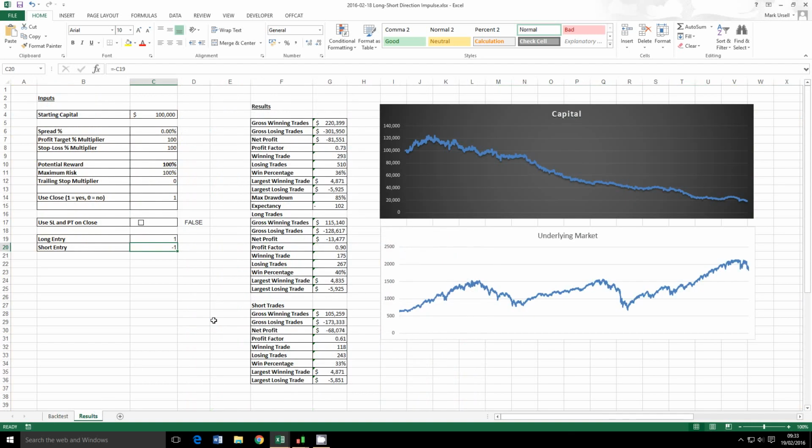Probably the first thing that would get most people's attention is the capital graph here, which is pointing for most people in the wrong direction, pointing downwards.